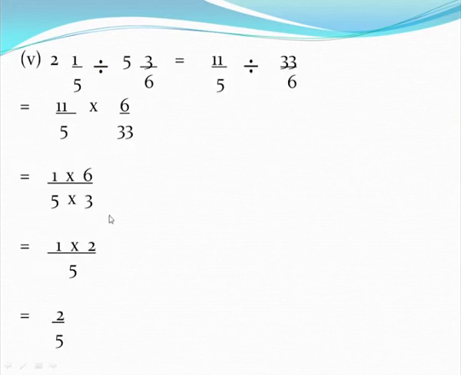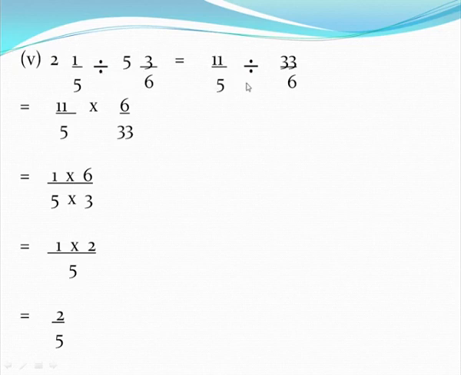Now example number 5. 2 integer 1 upon 5 divided by 5 integer 3 upon 6. Again I am repeating children. Here the fraction is 3 upon 6. Here in this step also you can reduce it to lowest form or you can do it afterwards. So here first we will convert 2 integer 1 upon 5 into improper fraction. Here you will see 2 5s are 10 plus 1 is 11. 11 upon 5 will be written in place of 2 integer 1 upon 5.